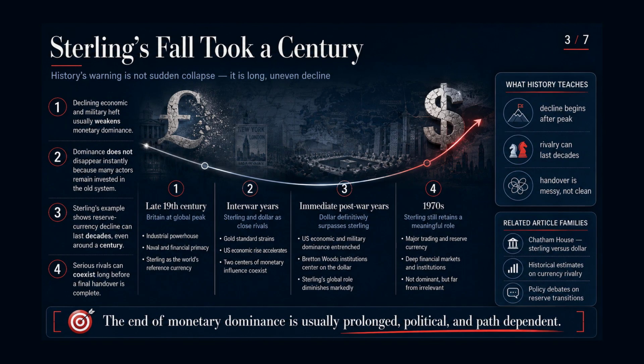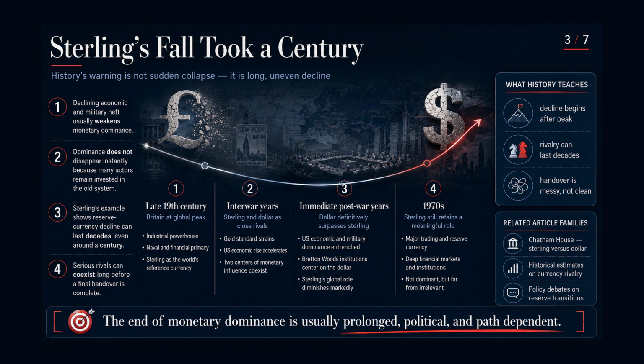This slide uses sterling as a historical example. In the late 19th century, Britain was at the peak of its global power. It accounted for a very large share of global trade, and sterling was widely used for international invoicing and settlement. But Britain's dominance began to fade as its economic and military weight declined. Still, sterling was not immediately replaced. During the interwar years, sterling and the dollar existed as close rivals. After World War II, the dollar clearly overtook sterling, but sterling still kept a meaningful global role into the 1970s.